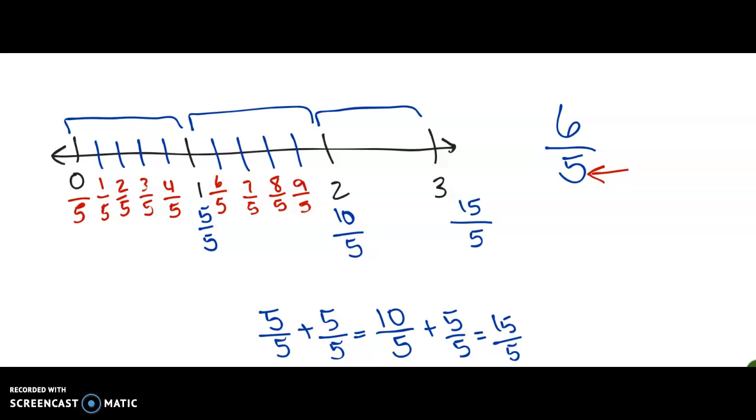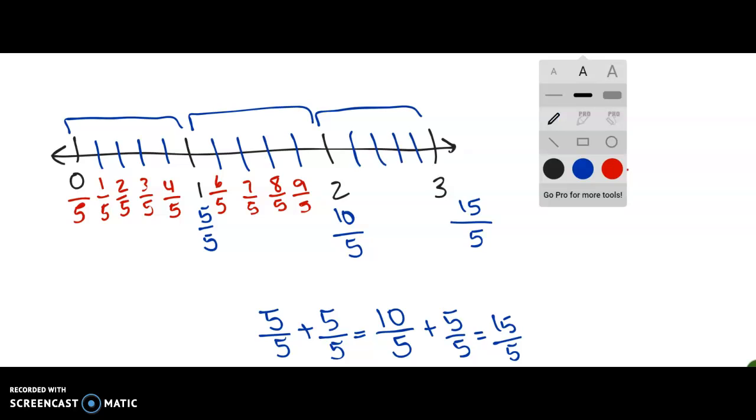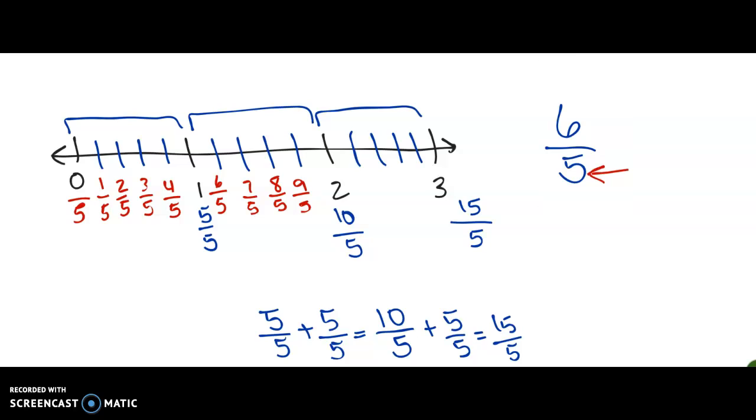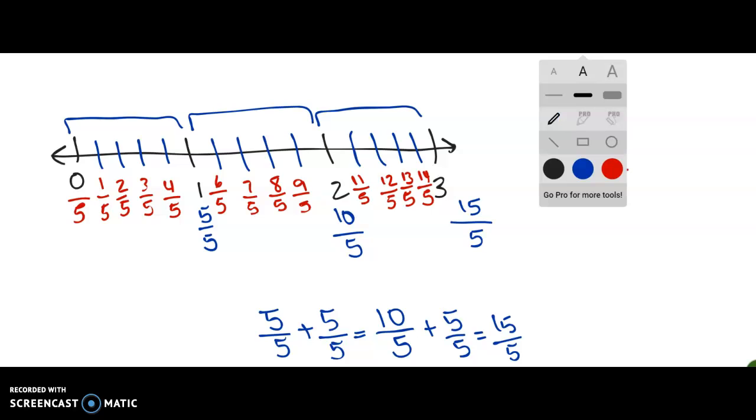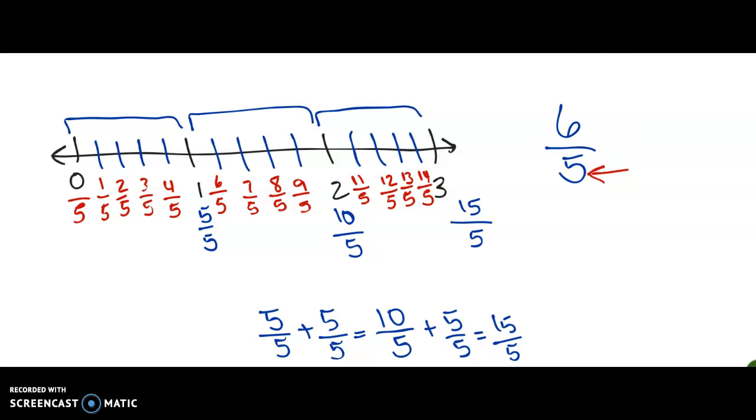After 10, we need to divide this one as well. So 1, 2, 3, 4, 5, which is our whole. And then we have 11/5, 12/5, 13/5, and 14/5. Then we end at 15/5, which is 3 wholes. So now we can look on our number line and see if we can find the fraction that I gave you earlier. So 6/5 is right here.